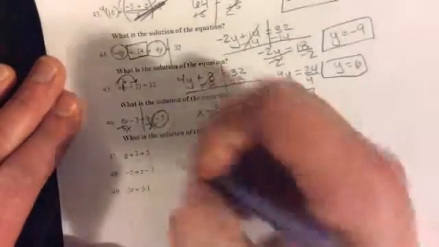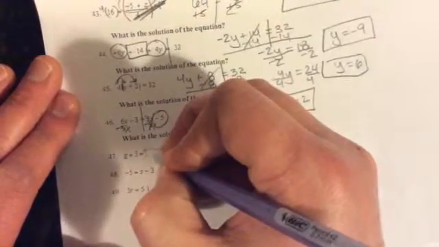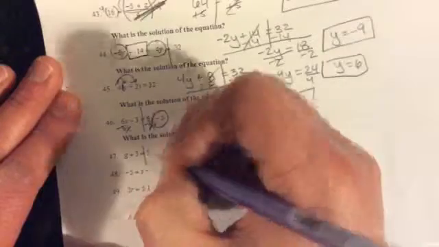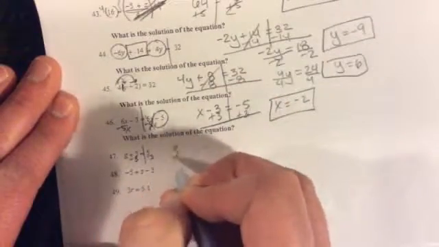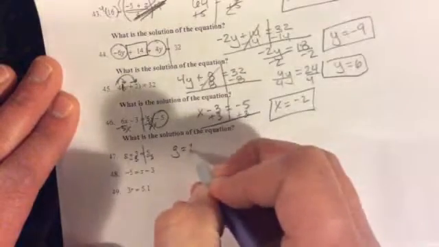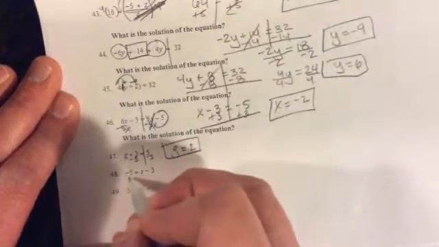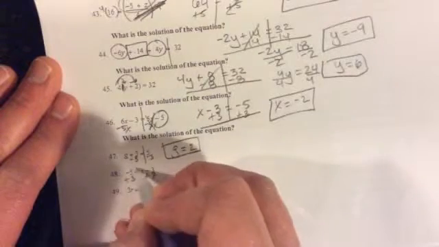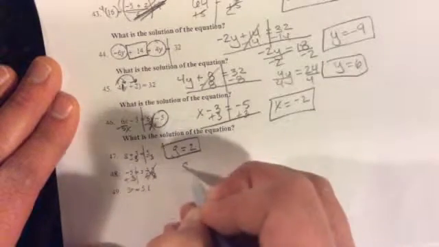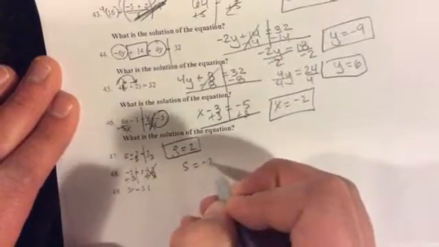In order to solve number 47 and 48 and 49, they're all one-step equations. I just have to undo addition by subtraction. G equals 5 minus 3, or 2. In order to get rid of this s minus 3, I have to add 3 to both sides. That cancels that out. My s equals negative 5 plus 3, negative 2.